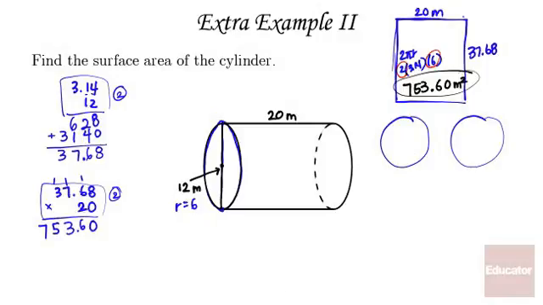Okay, now let's find the area of the base. So this right here, the circle. So that'll be pi r squared. Pi is 3.14. Radius is 6 squared. Again, exponent first. So that's 3.14 times 36. Okay.